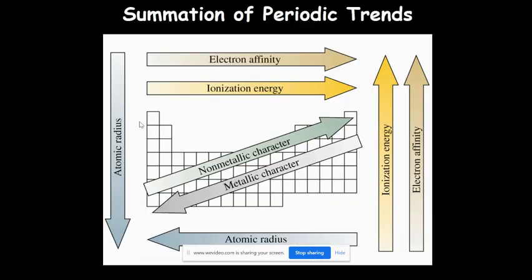Here is your next VIP for this unit. It shows a summary of all the periodic trends we discussed today. Atomic radius increases as we go down and increases to the left. Electron affinity and ionization energy both increase to the right and both increase going up. And the amount of metallicness of an element increases kind of diagonally towards the bottom left.